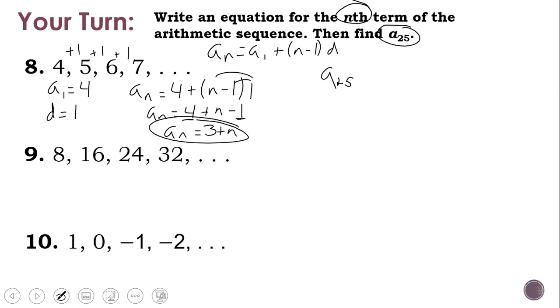Now I need to find a sub 25 by plugging in 25 for n. So a sub 25 is equal to 3 plus 25, which would be equal to 28. So your 25th term is 28. All right, and those are the two parts that you need to include. We'll go through examples 9 and 10 in class.